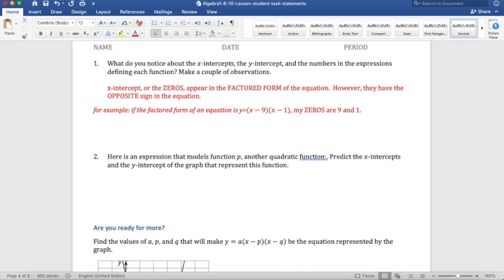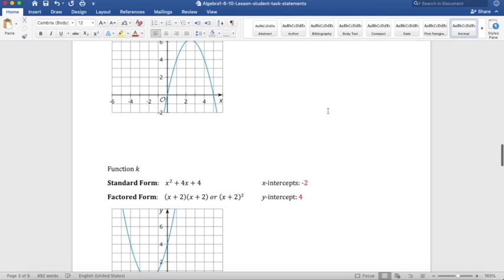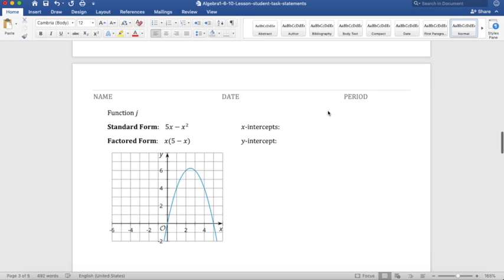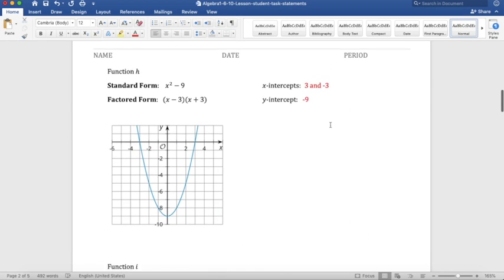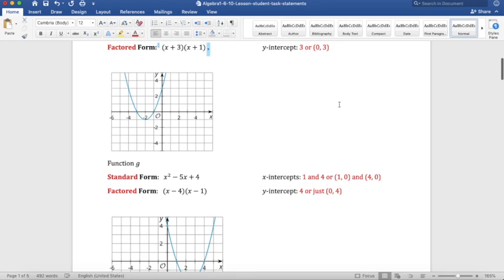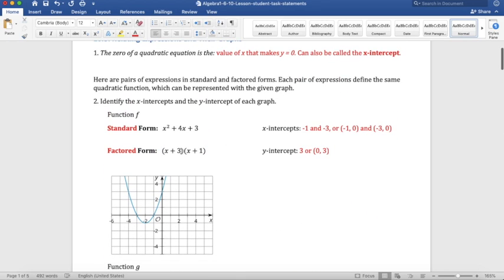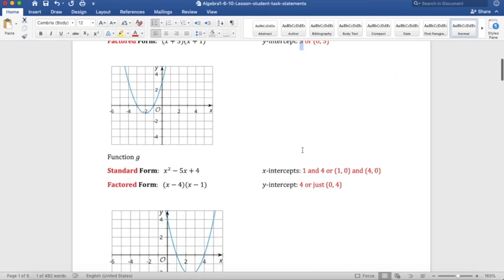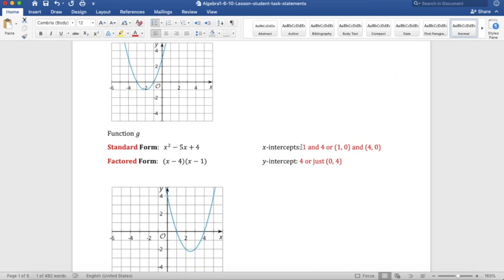And let's see if we can figure out what our y-intercept is. Now, that's something interesting about the y-intercept as well that I never actually noticed until I looked at this lesson. So let's see, how are my zeros related to my y-intercept? So my x-intercepts were -1 and -3, and my y-intercept was 3. Okay, cool. Now here, my x-intercepts are 1 and 4, and my y-intercept is 4. Okay, so how are the 1 and the 4 related to the 4?